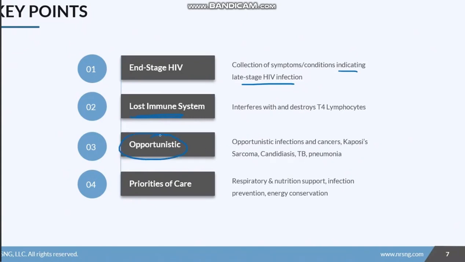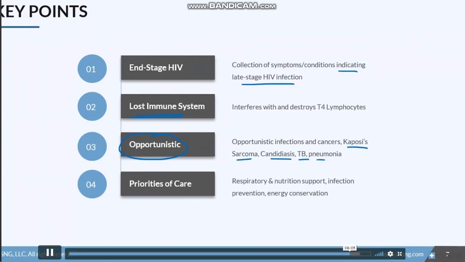These are infections that are almost like a burglar going in an open door. He didn't really have to work very hard for it. The door was open. He just walked right in. And so that's what opportunistic infections are. They're ones that take advantage of the fact that the patient has a decreased immune system. So this is things like Kaposi sarcoma, candidiasis, tuberculosis, pneumonia.